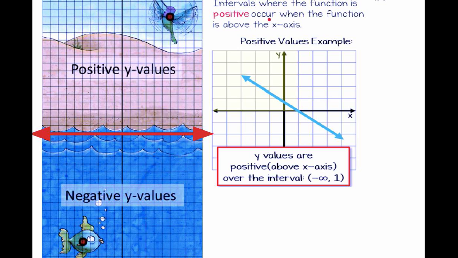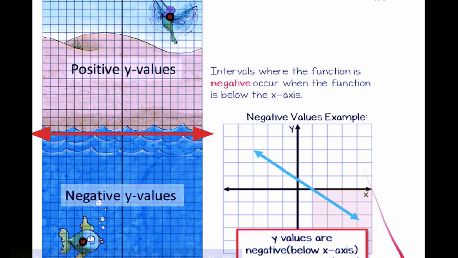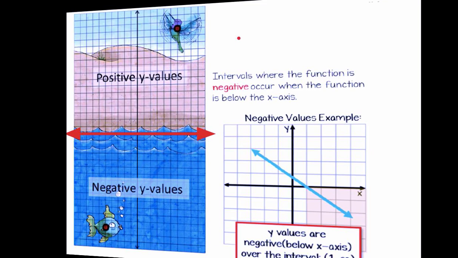So positive intervals are where the function is positive, which occurs when the function is above the x-axis. So this you can see is shaded off right here. That interval is negative infinity to 1. It starts to go below the x-axis here. So your negative values, it's below, so it starts to go below the water line or below the x-axis from 1 to infinity. So that's how positive and negative values work.